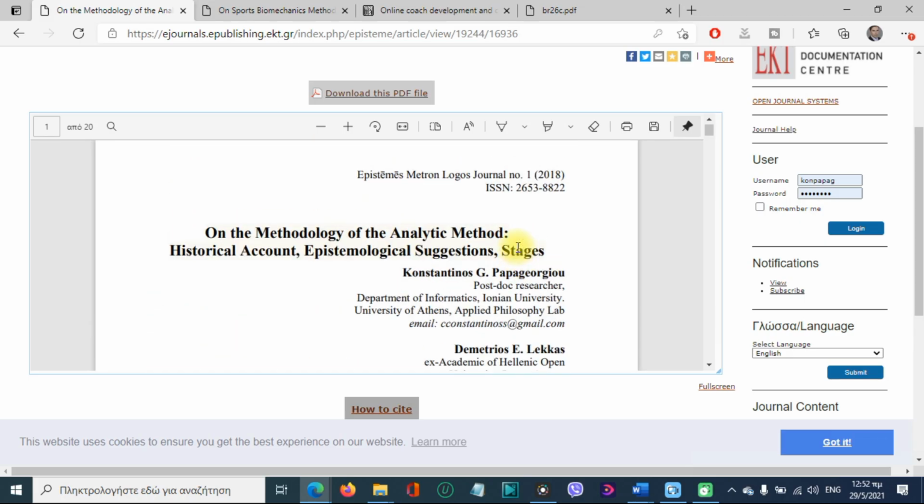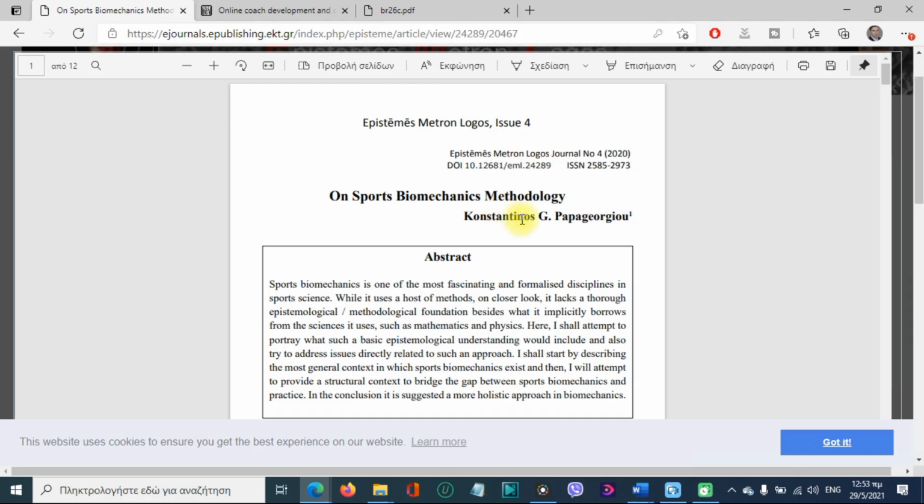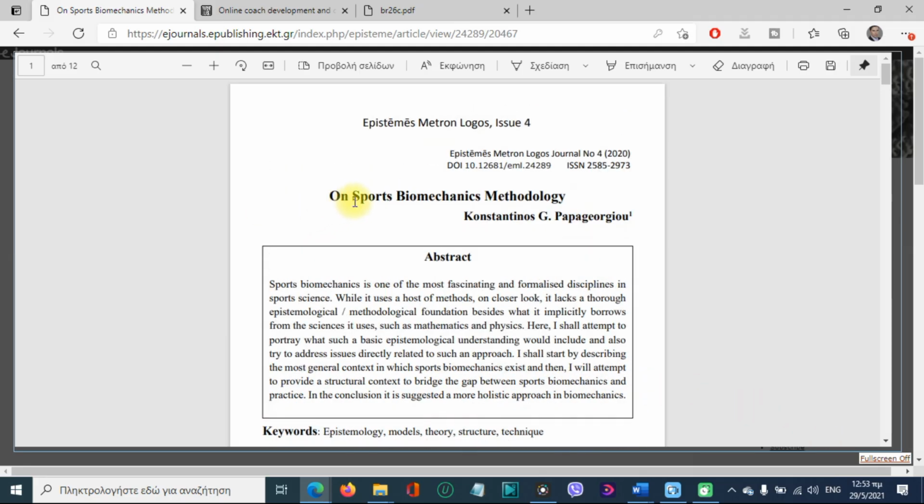And I just want to give you a heads up that the material is very rich and not so easy, maybe, if you're not used to reading scientific papers. So this is about, as we have already discussed, the methodology of the analytic method. It's an epistemological paper. Okay, so this one from the same journal, Epistemis Methodologos, is about sports biomechanics methodology, and it's a very important paper.